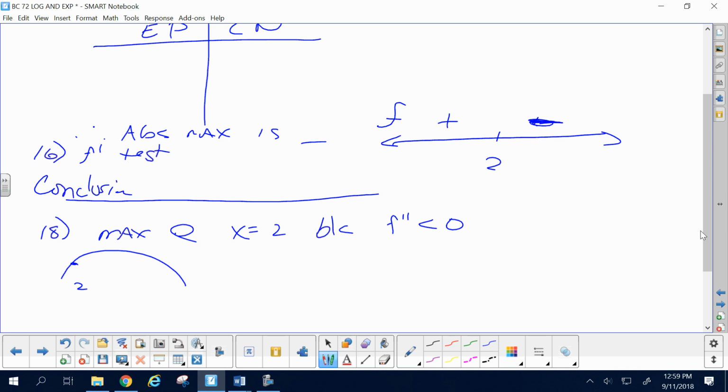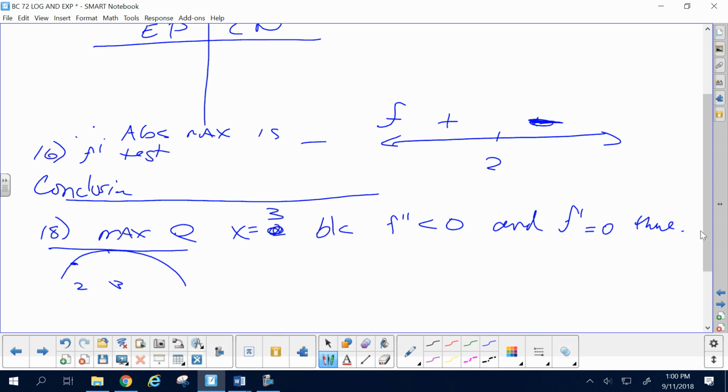Is the second derivative negative there? Is the second derivative negative here? Sure. Is that a max? Sure isn't. Okay? It's not enough to say the second derivative is negative. It's that the second derivative is negative and the first derivative is 0. The second derivative test requires two pieces of information. So a good conclusion would be: there's a max at x equals 3 because the second derivative is negative and the first derivative at that point is 0.